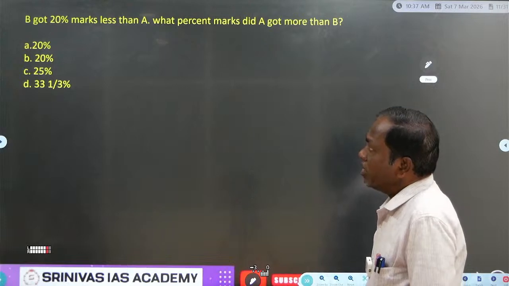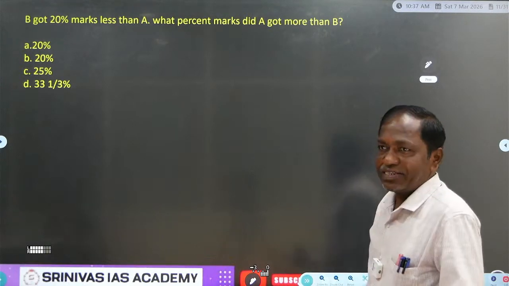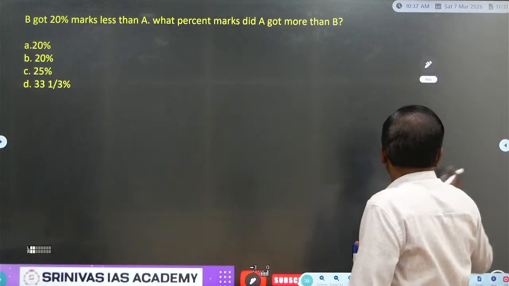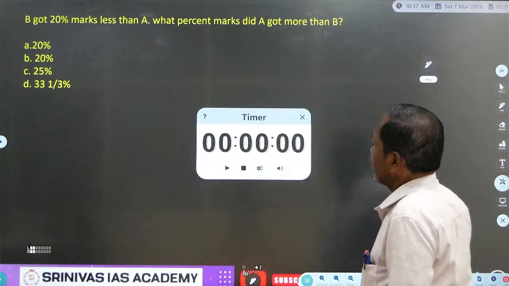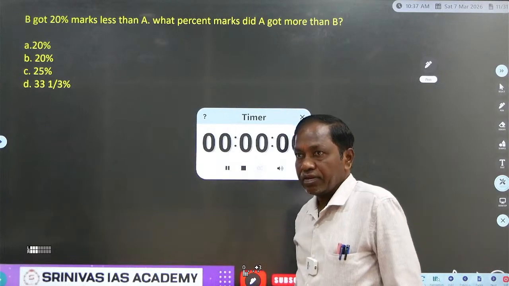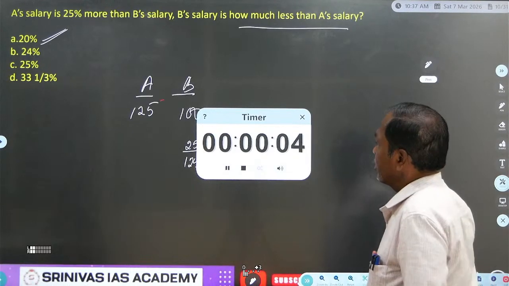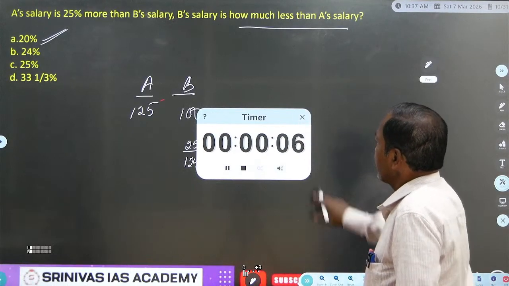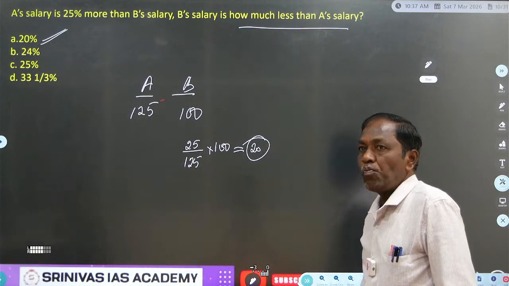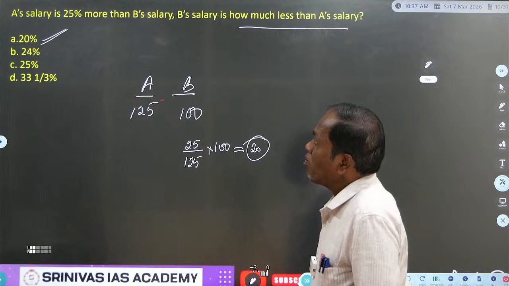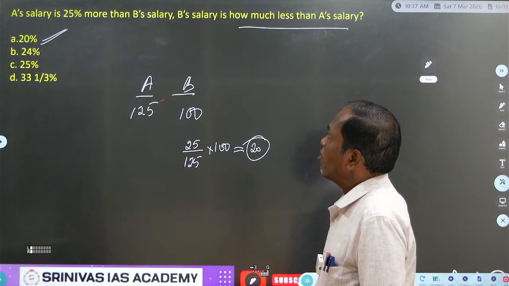Now, B got 20% marks less than A. What percent marks did A get? I think that's the same type of question. Sir, can you go to the previous question? Sir, can you write the equation as 25 by 100 into B plus B?